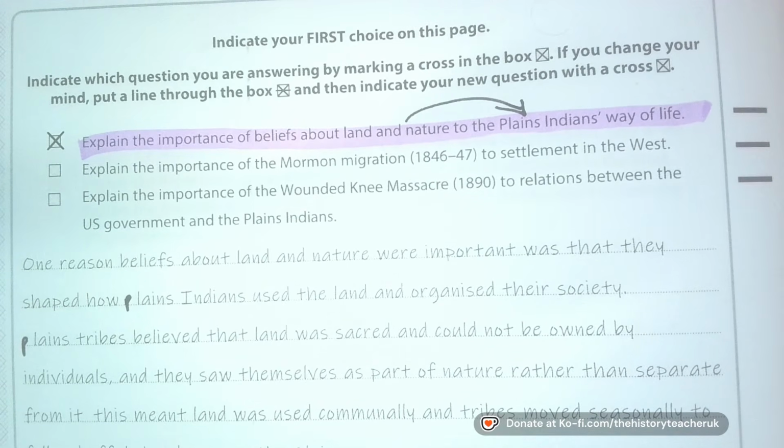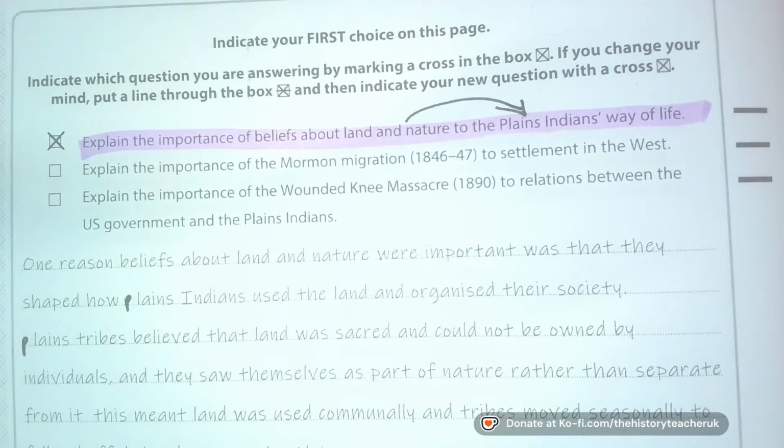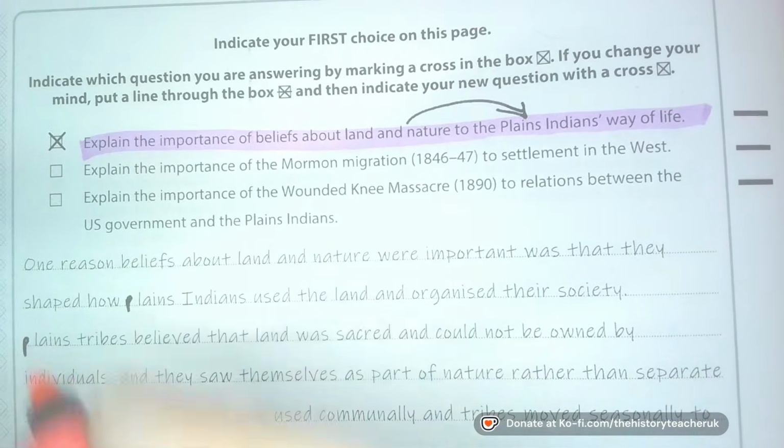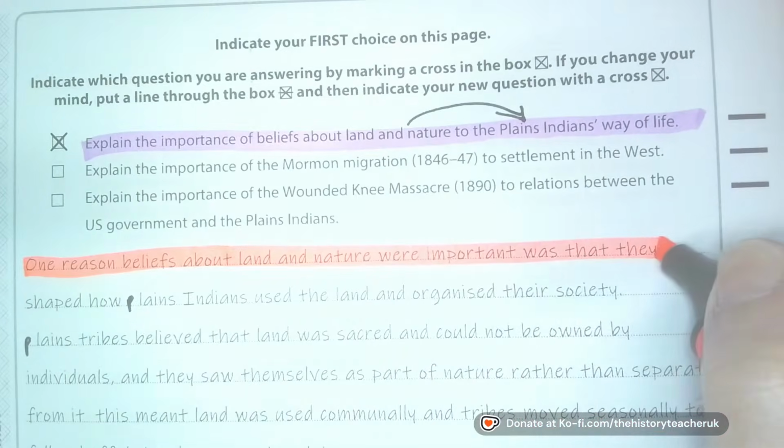Right, let's have a look at our point, evidence, explain paragraphs. So, one reason that beliefs about land and nature were important was that they shaped how Plains Indians used the land and organised their society. So there we go. Nice and straightforward.